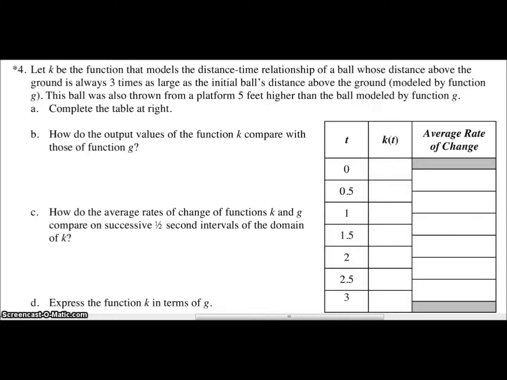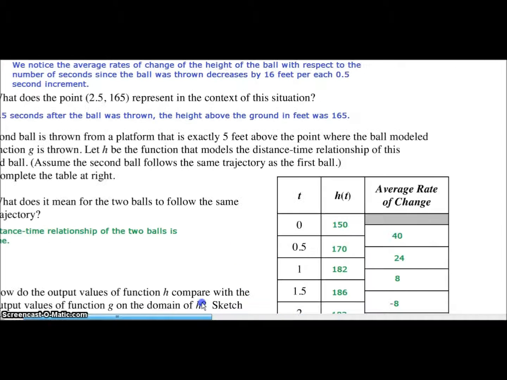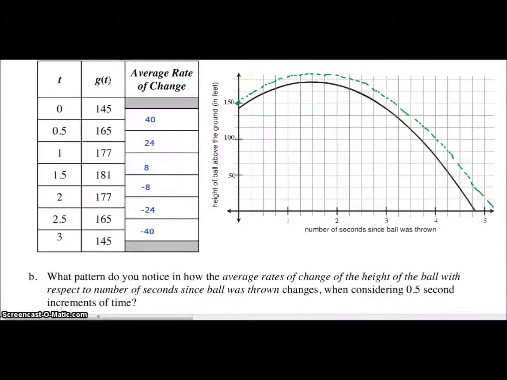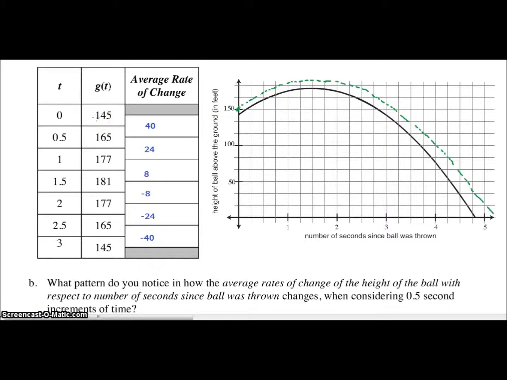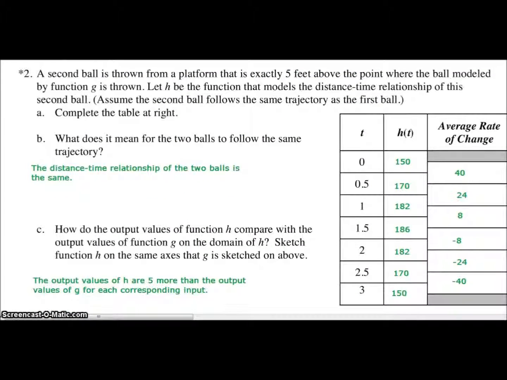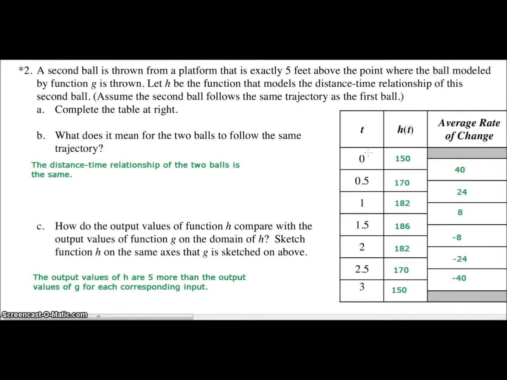But let's go ahead and try to fill out this table. So we go up 5 feet. Where's function g? We go up 5 feet to 150, and then we multiply that by 3 to get 450. Easiest thing to do is just look at h, because we've already gone up 5, so we just multiply each of these by 3. 150 times 3 is 450. 170 times 3 is 510.